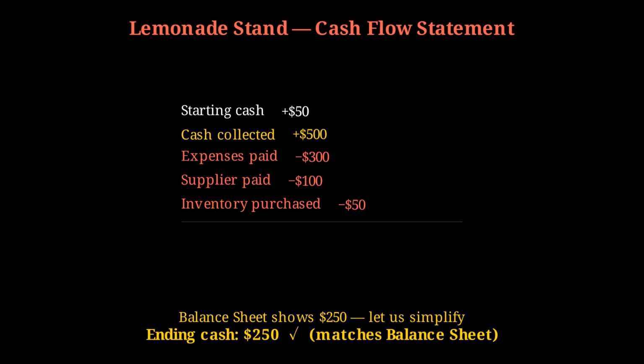But the balance sheet shows 250. The difference is that you started with more equity. Let us simplify. Ending cash is $250, which matches the balance sheet.